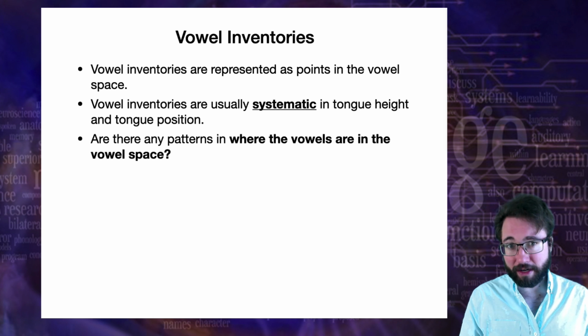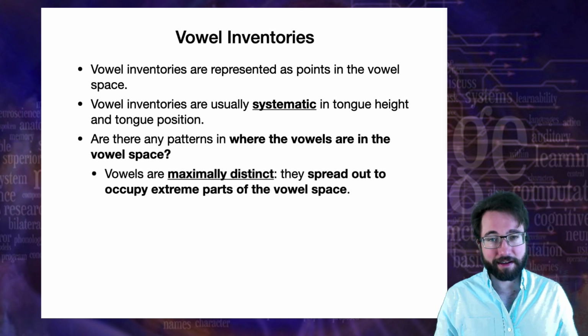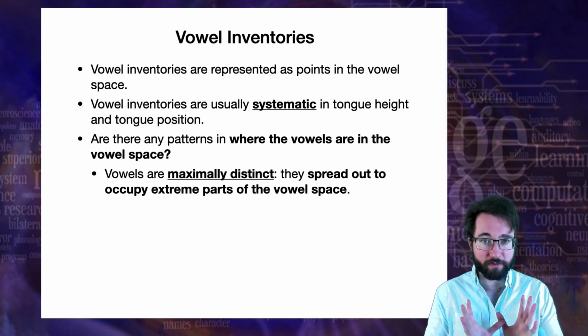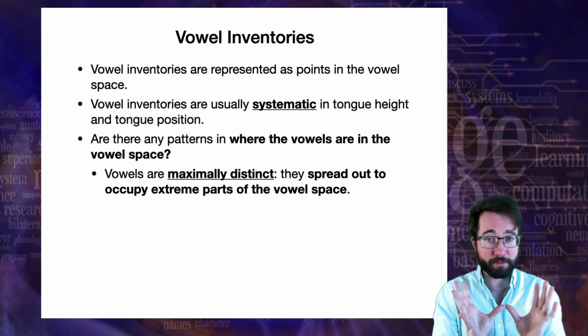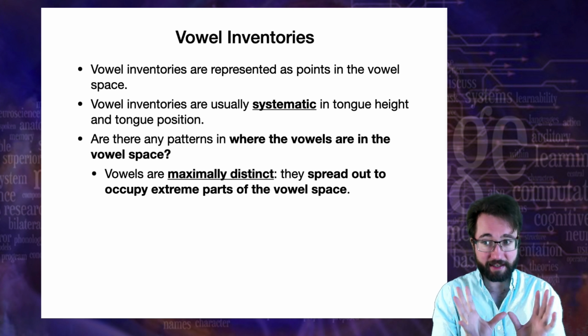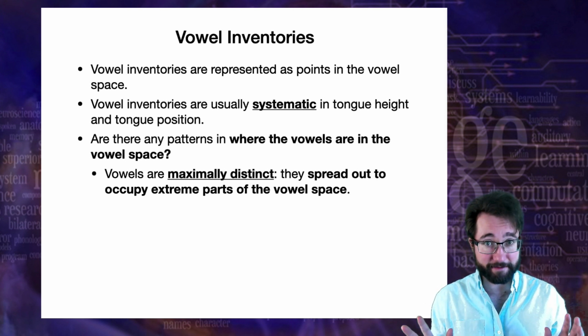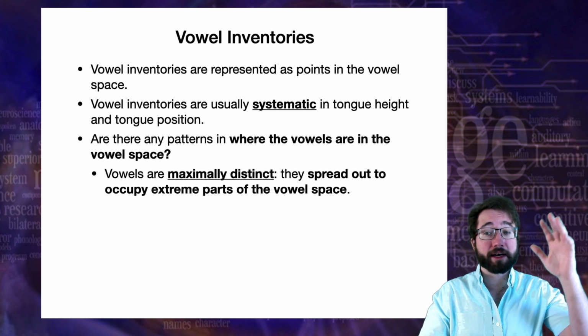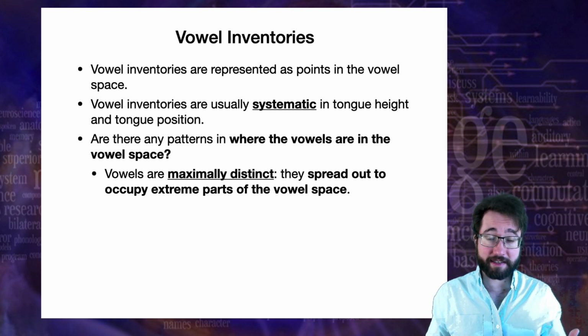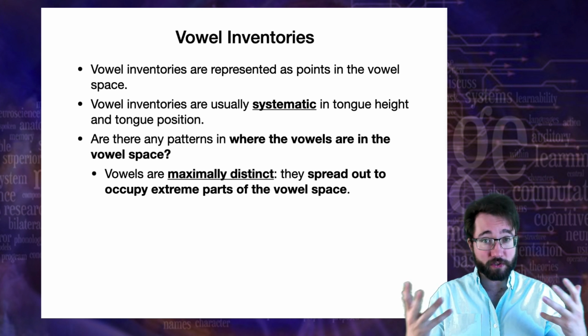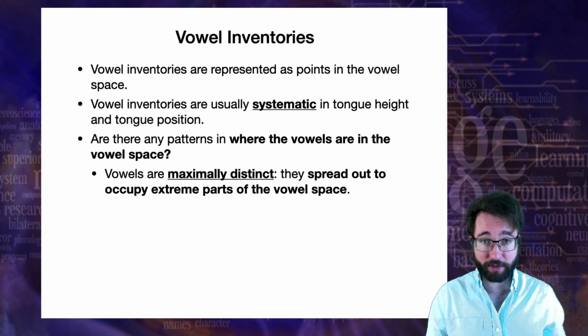Now, are there any other patterns we saw in the vowel space? We saw that the vowels sort of hugged the edge of the vowel space. This is what we call the principle of maximal distinctiveness. Vowels are maximally distinctive, which means that within a language, they spread out to occupy extreme parts of the vowel space. The reason they do this is because that way they sound more different from each other. And so that way they're more useful for distinguishing words from each other within a language.